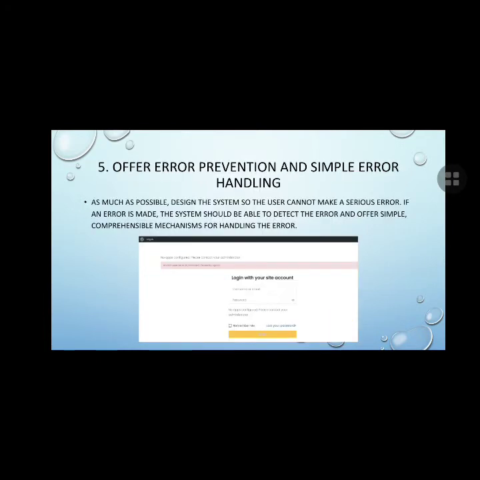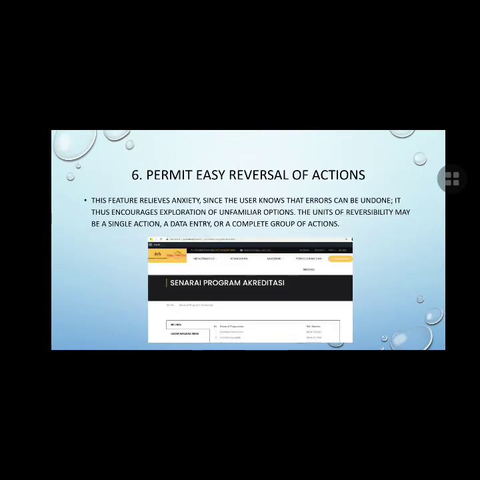Okay, the next rule is offer error prevention and simple error handling. As much as possible, design the system so the user cannot make a serious error. If an error is made, the system should be able to detect the error and offer a simple, comprehensible mechanism for handling the error. So here below you can see the example picture of the detected error. You can see the invalid username or password. Please try again.